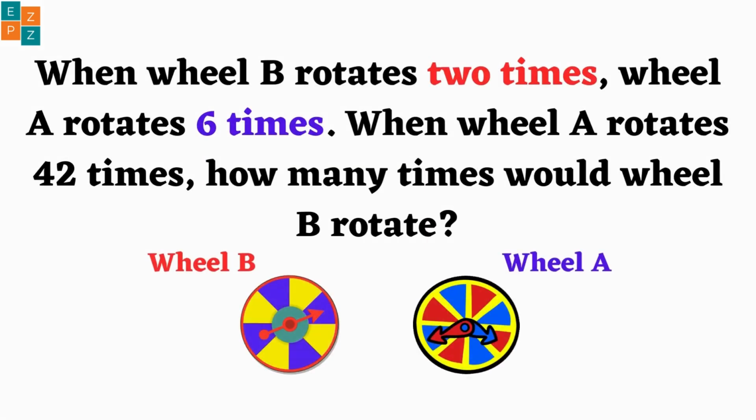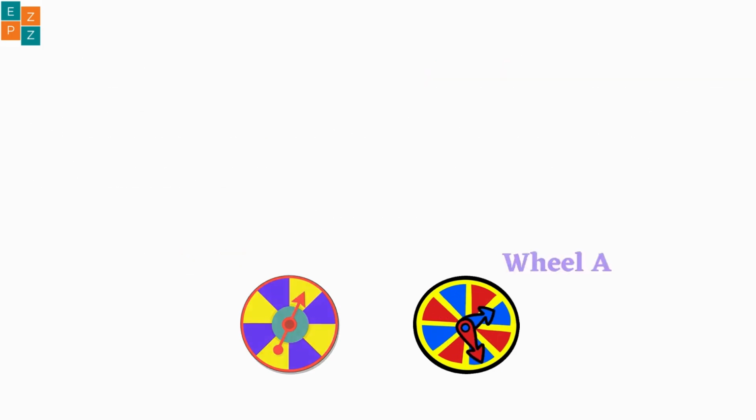When wheel B rotates 2 times, wheel A rotates 6 times. When wheel A rotates 42 times, how many times would wheel B rotate?